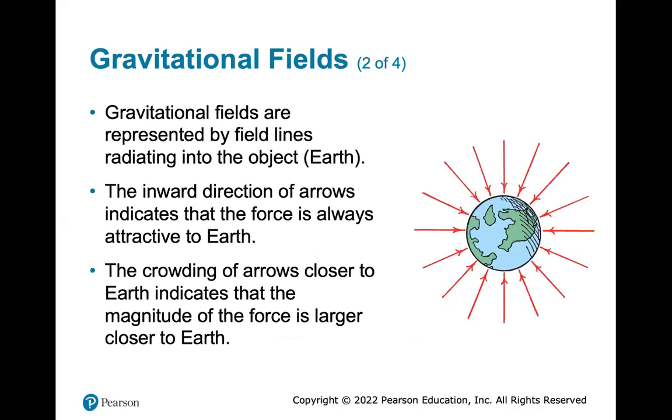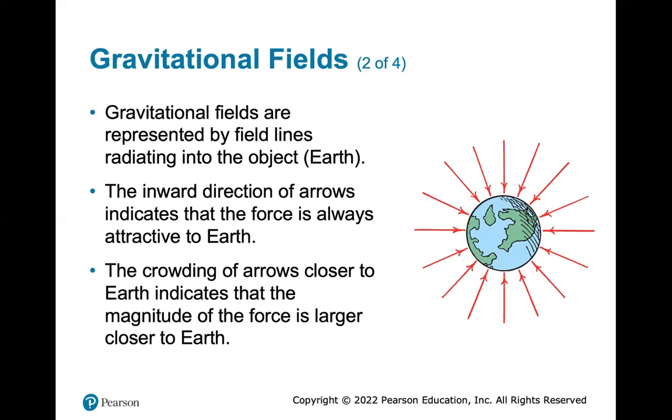Okay. Gravitational fields are represented by field lines radiating into the object. So you can see all these lines, and they're all directed perpendicularly to the surface of the Earth. These are the gravitational field lines, and you can notice where the spacing is greatest is where the gravitational field is the strongest. Notice as you get towards the outer edge, the spacing is spread out, so the gravitational force is not as great.